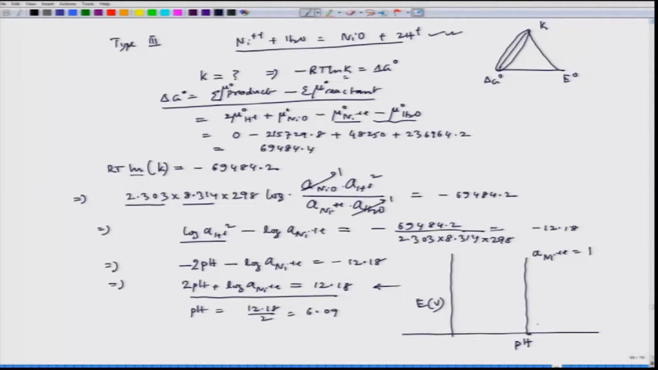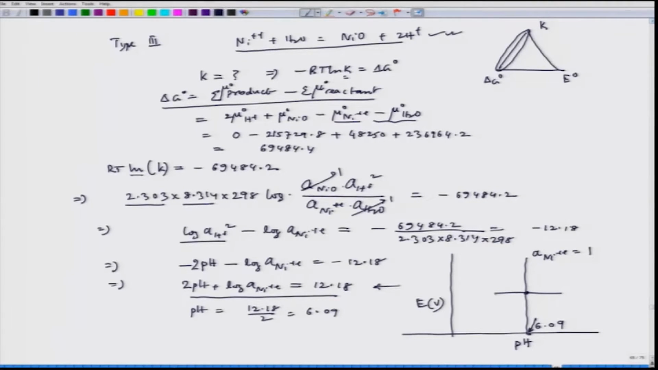So, this pH would be 6.09. This is the point. Now, here we can definitely say which side is nickel plus plus and which side is nickel oxide, because this is the reaction which is equilibrium between nickel plus plus and NiO. So, if we draw a parallel line to the pH axis, this is the pH where the system has reached equilibrium.